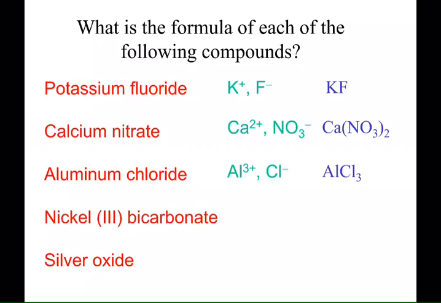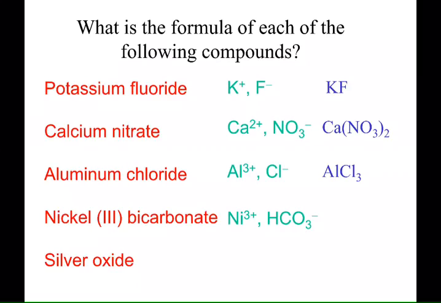Great. Nickel 3 bicarbonate. So the nickel 3 must be Ni +3. Bicarbonate is the same thing as hydrogen carbonate. So that's what? HCO3 -1. So now we know we're crisscrossing. I get so excited when I have to use parentheses and put the number outside the parentheses for the HCO3.